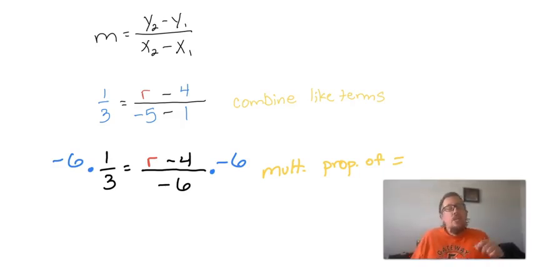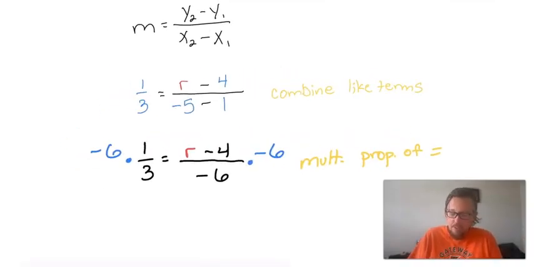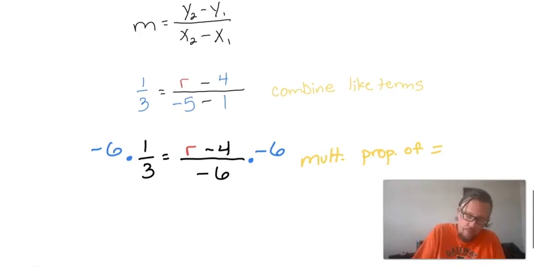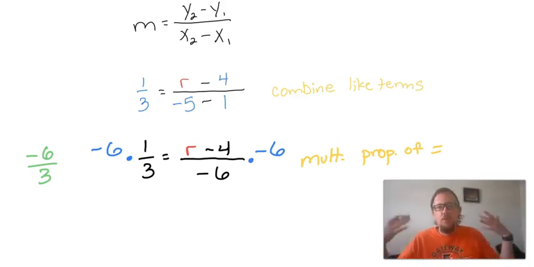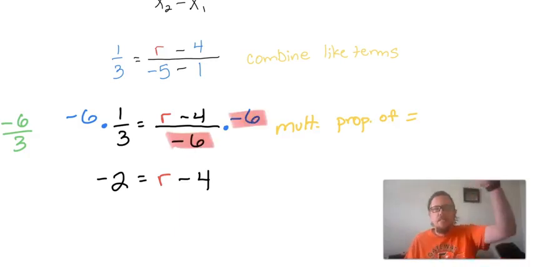Okay. So on the left side of this equation, we have -6 times 1/3. If you were doing this on a calculator, you just do -6 times 1/3 and you get -2. -6 times 1 is -6, over 3 would give us -6/3, which reduces to -2. Easiest to use a calculator, but really not too difficult to do without a calculator. Okay, that's going to give us r minus 4 because our -6's here cancel out. -6 over -6 does go away. That was the whole point of the multiplication property.